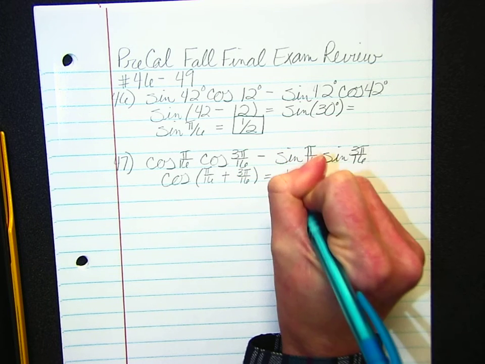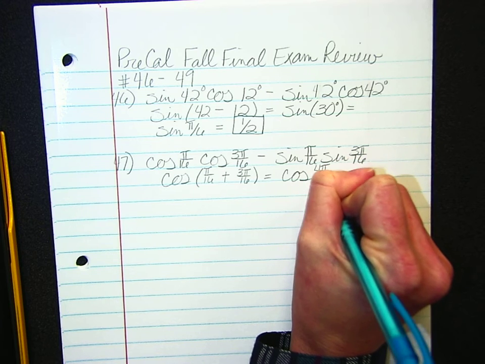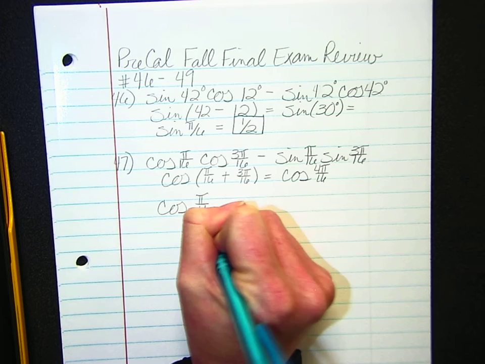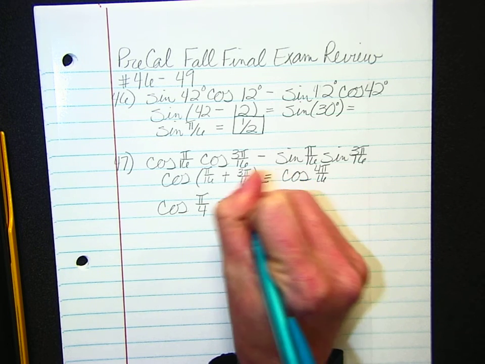So really what we're finding here is the cosine of 4 pi over 16, or the cosine of pi over 4. And again, on my unit circle, I know the cosine of pi over 4 is the square root of 2 over 2.